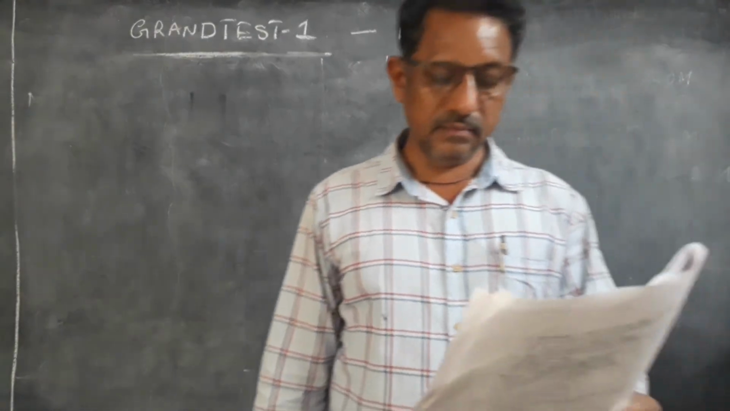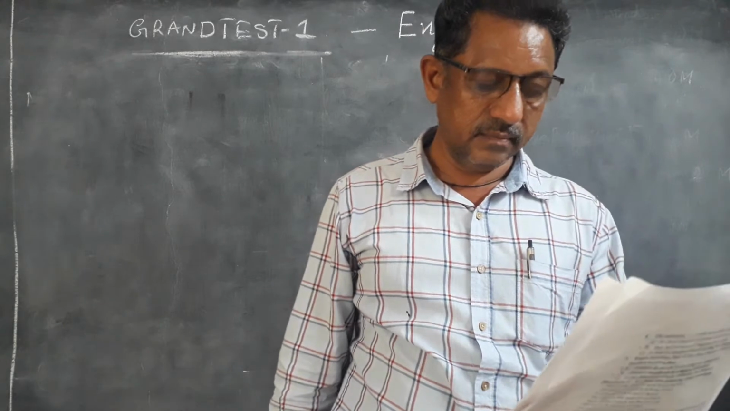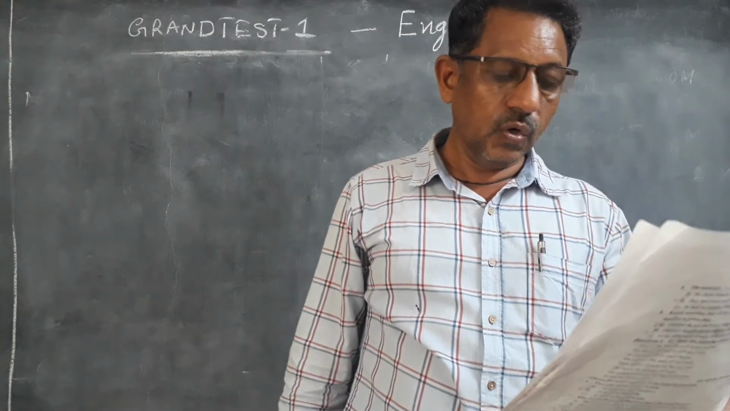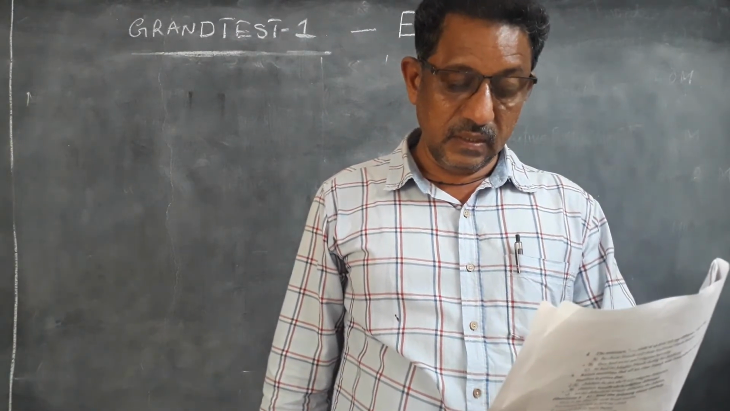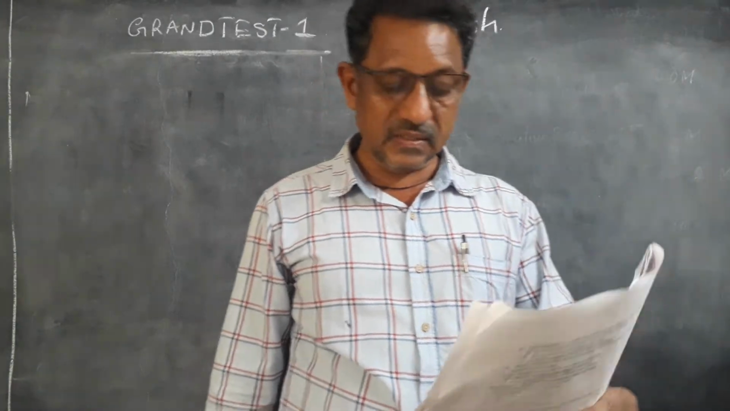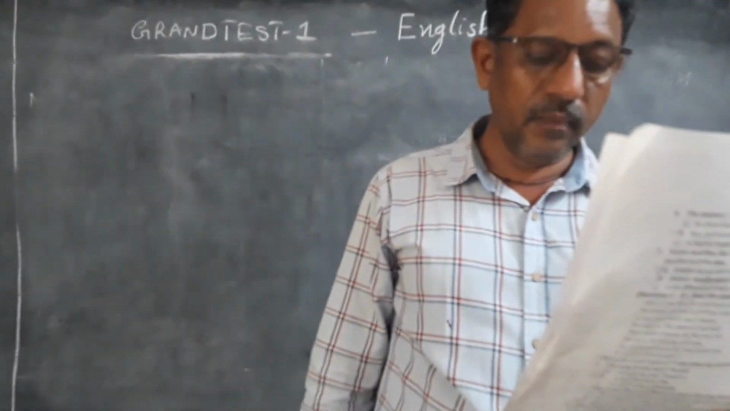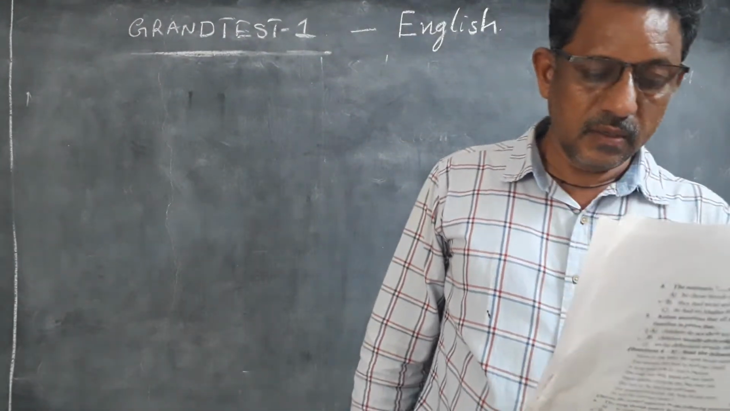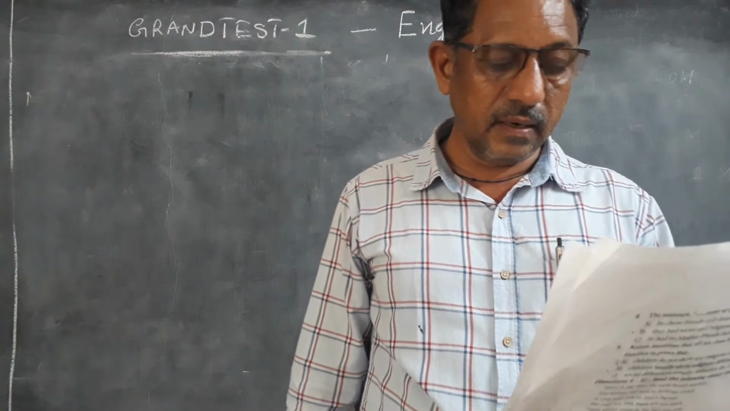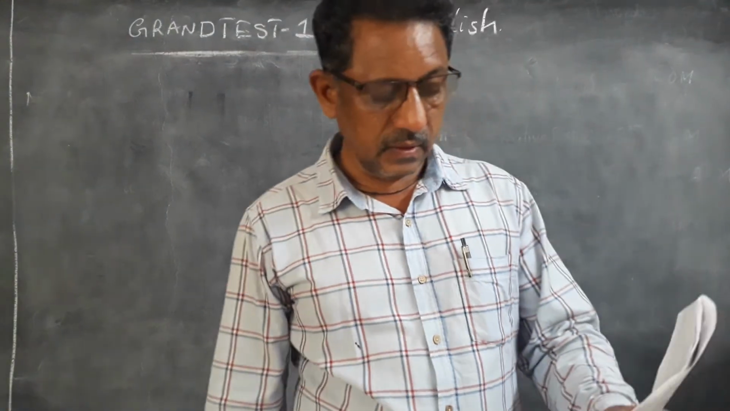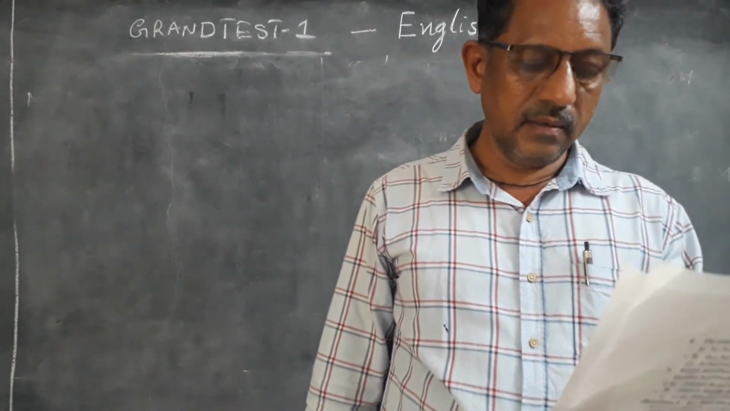Next, section B. Grammar and vocabulary. 16th question. Combine the following sentences using who. The potter went to the battlefield. He was asked to lead the army. Here the first action is the potter was asked to lead the army. Second action is he went to the battlefield. So the correct answer is: the potter who was asked to lead the army went to the battlefield.